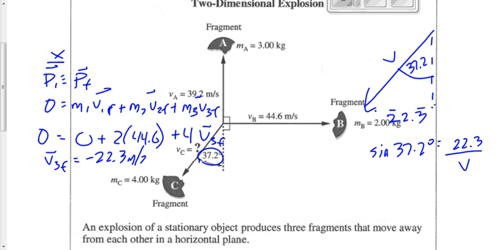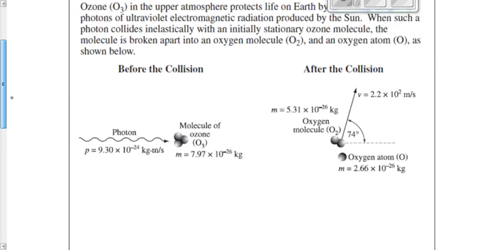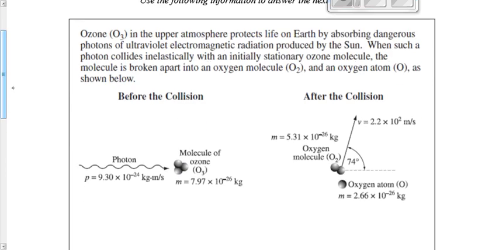Oh, you're going to love this one. Look at this one. Let's do this one together, okay? Ozone in the upper atmosphere protects life by absorbing dangerous photons of ultraviolet electromagnetic radiation produced by the sun. When such a photon collides inelastically with an initially stationary ozone molecule, the molecule is broken apart into an oxygen molecule and an oxygen atom as shown below. Before the collision, after the collision.